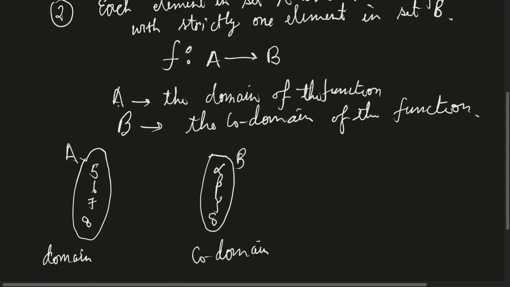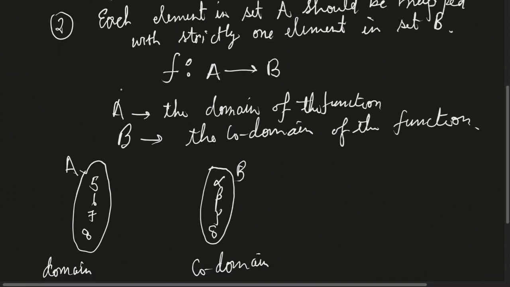Now, what we have seen is that each element in set A should be mapped with exactly one element in set B. So let us start mapping. Each element in set A should be mapped, and it should be mapped with only one element in set B. So 5, let us map with alpha. 6, let us map with gamma. 7, let us map with beta. 8, let us map with delta.